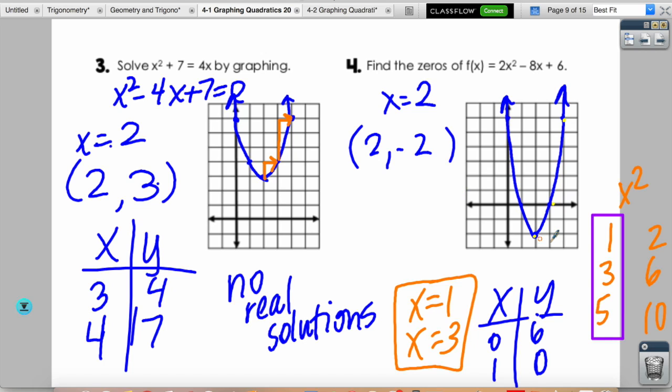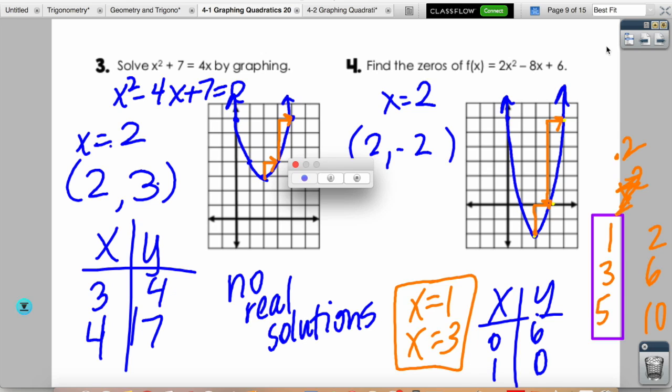So the pattern's what? 1, 3, 5. But if A is something other than 1, you basically have to multiply those values by whatever A is. And it works every time. So copying them over, this point's here, this point's here. What are my solutions? 1 and 3. And this is how you graph a quadratic.